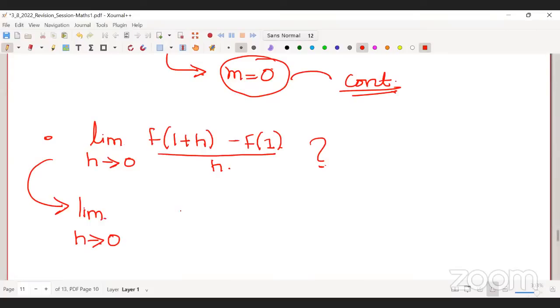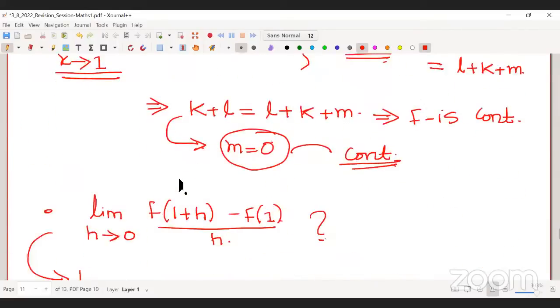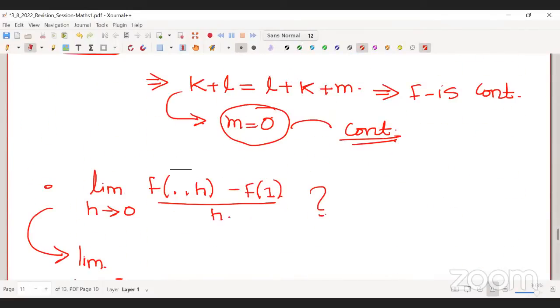So this is a limit. First I need to check the left hand limit. Sorry to interrupt you, sir, how do you formulate the limit as h tends to 0 of f(1 plus h)? I'm checking differentiability at x equal to 1, correct? Yes, sir. And this is the definition of differentiability at x equal to 1, right?